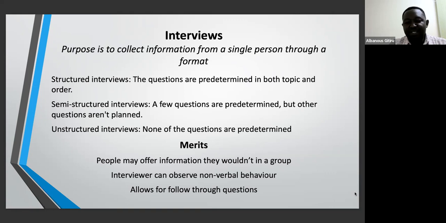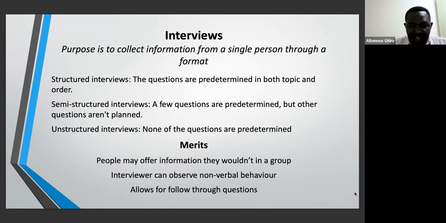But when you come to the semi-structured interview, a few questions are predetermined, but other questions are not planned. So the difference again between semi-structured and unstructured is that in the unstructured interview, none of the questions is predetermined. So you just sit and have like a casual talk, but it fits or intertwines well with the topic or the area that you would want to gather more information around.